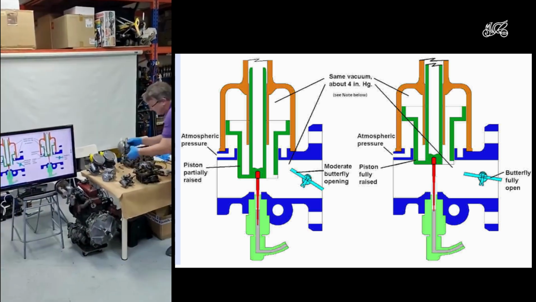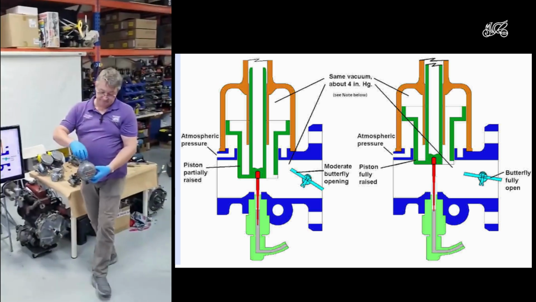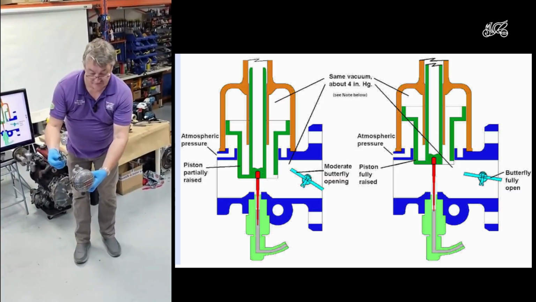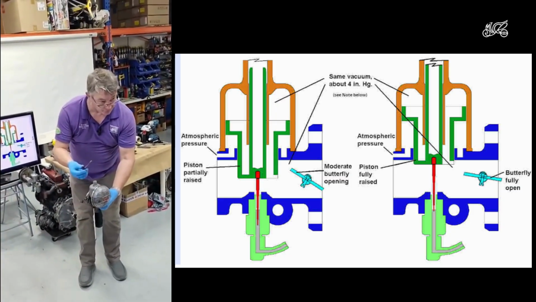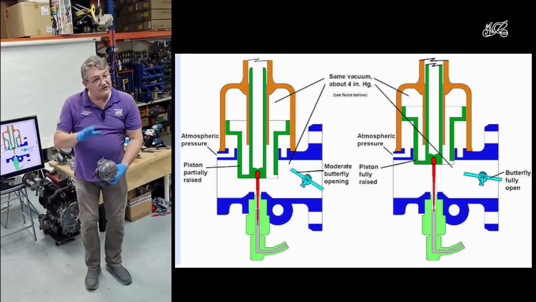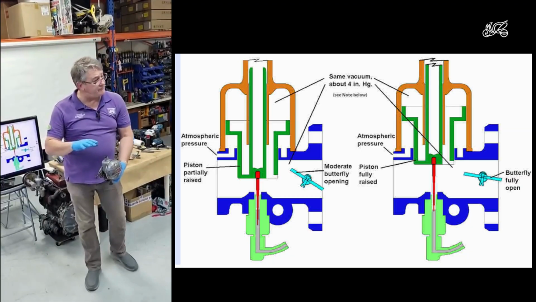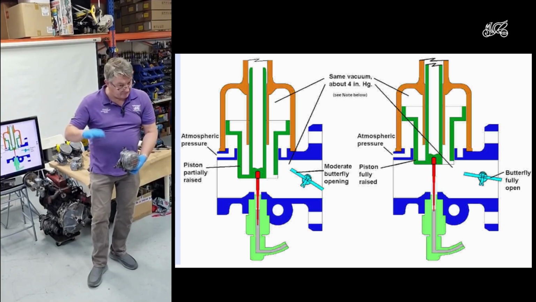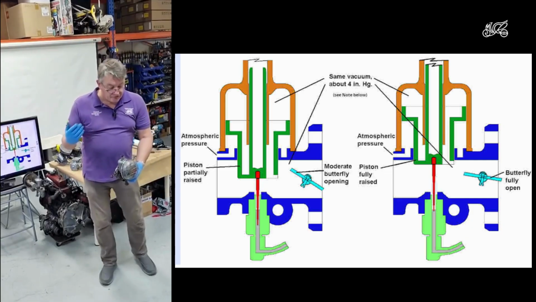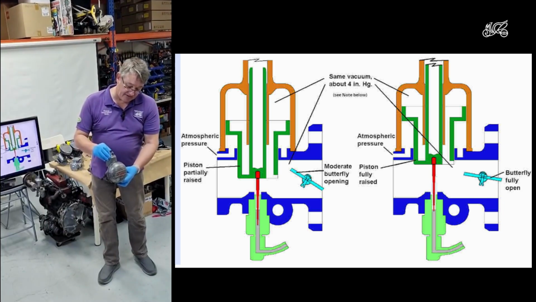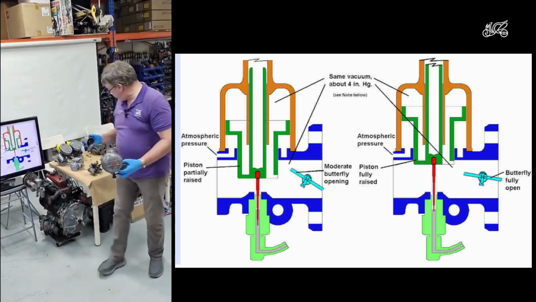So here's an actual SU carburetor, and in the top, there's a damper. So this is an oil-filled tube with a little plastic part in it. It goes in there, and it's just a damper. So all it's there for is to stop the fast vibration of the piston caused by the pulses of pressure from the engine.